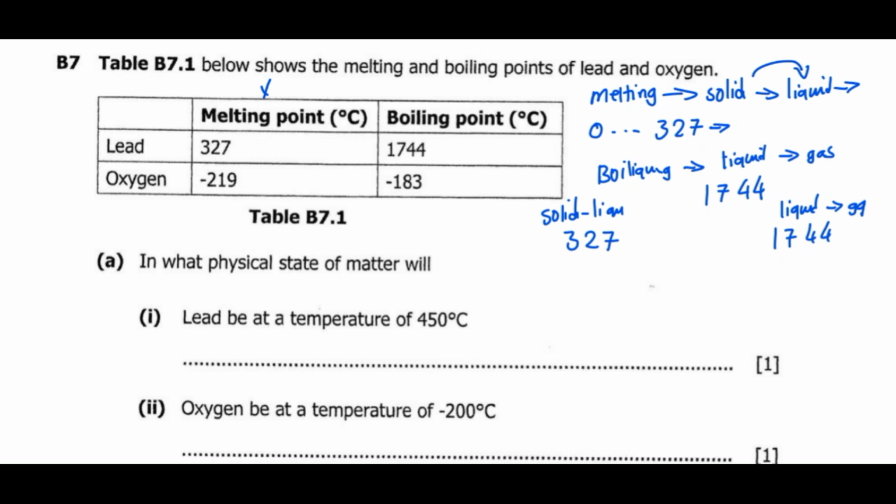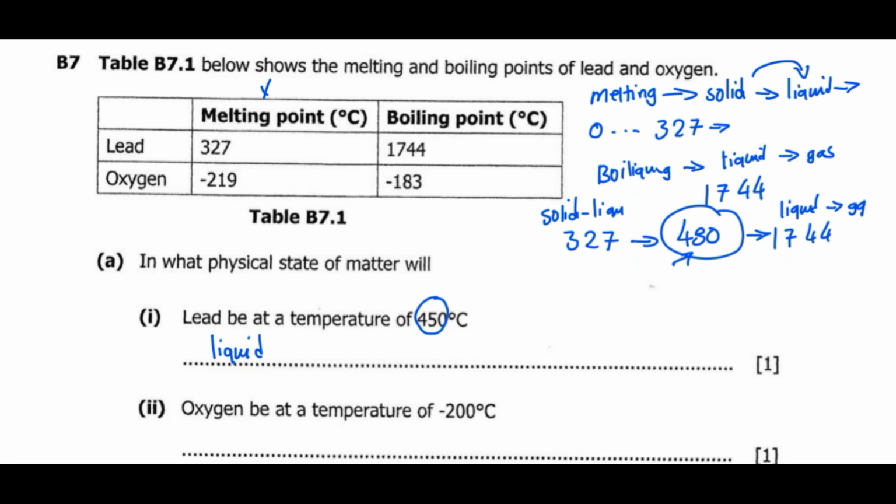Now let's look at 450. So 450 is in between these two temperatures. 450 is between these. So if it is between these, then the state of matter for lead is liquid.